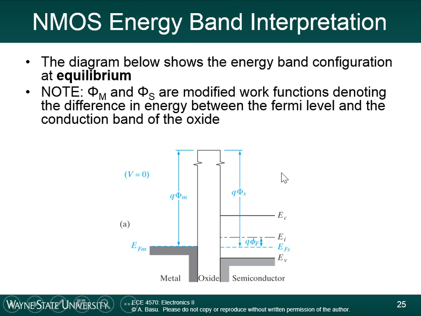Phi m and phi s are the modified work functions. These are the things we talked about when discussing metal semiconductor junctions. We'll also introduce this term here, Q phi f. This is just the distance between EI and EF. Now, phi f is given in terms of volts, whereas whenever I tell you to find the separation between EI and EF, I tell you to find it in electron volts. This distance in electron volts is Q times phi f. So the units for phi f are actually going to be volts.